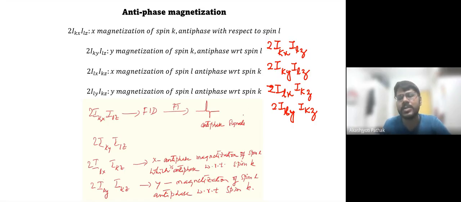So your antiphase signals will look like what? It will have a positive component and a negative component. When you do a Fourier transform, you will get a positive component and a negative component. So these are called antiphase signals. For the K spin, you can have X magnetization antiphase with respect to L, Y magnetization of K antiphase with respect to L, X magnetization of L antiphase with respect to K, or Y magnetization of L antiphase with respect to spin K.